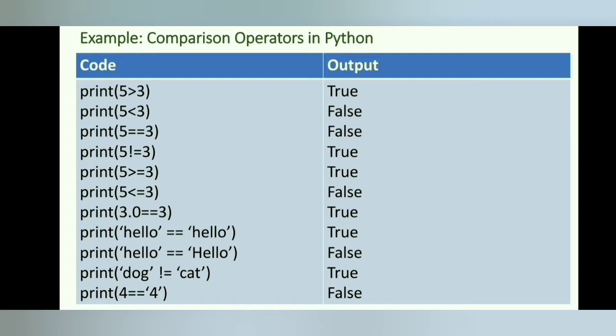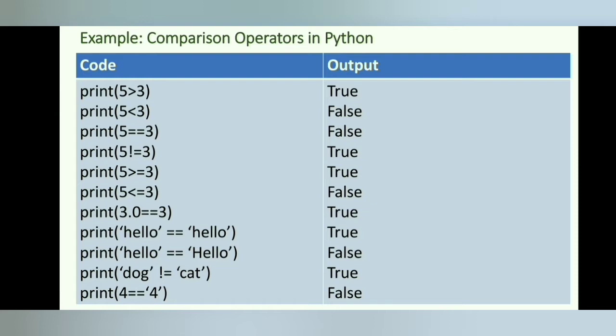Print 4 is equal to string 4, the output will be false. The expression 4 is equal to string 4 evaluates to false because Python considers the integer 4 to be different from the string 4.